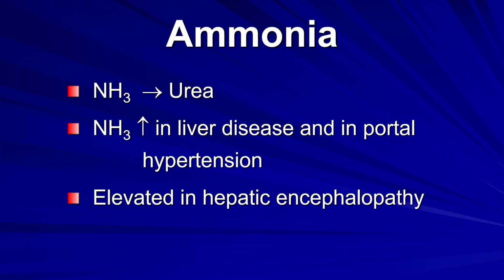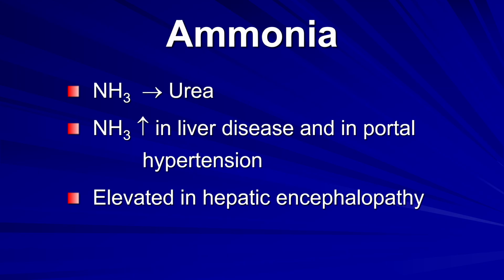Ammonia is the end product of amino acid metabolism. It is an endogenous toxin, and it's gotten rid of through the urea cycle in the liver. Urea can be excreted in the kidney. Ammonia level is elevated in patients with liver disease, particularly liver cirrhosis, and it is also elevated in patients with portal hypertension as ammonia is absorbed and diverted from the liver through portosystemic collaterals that we talked about before.